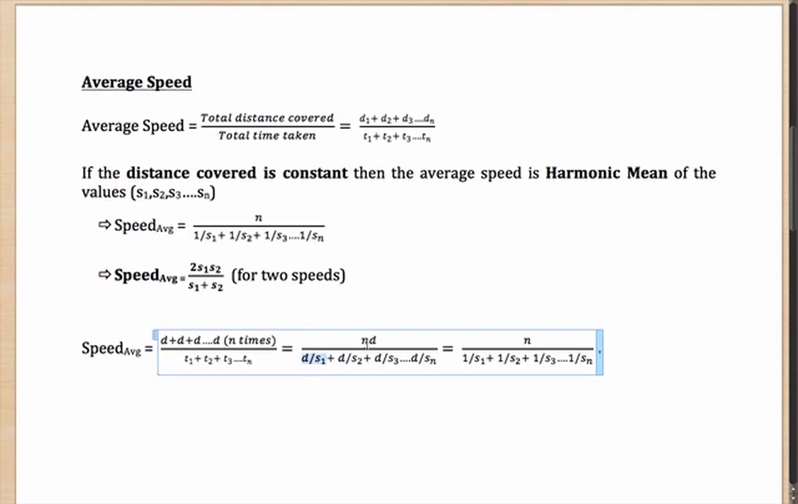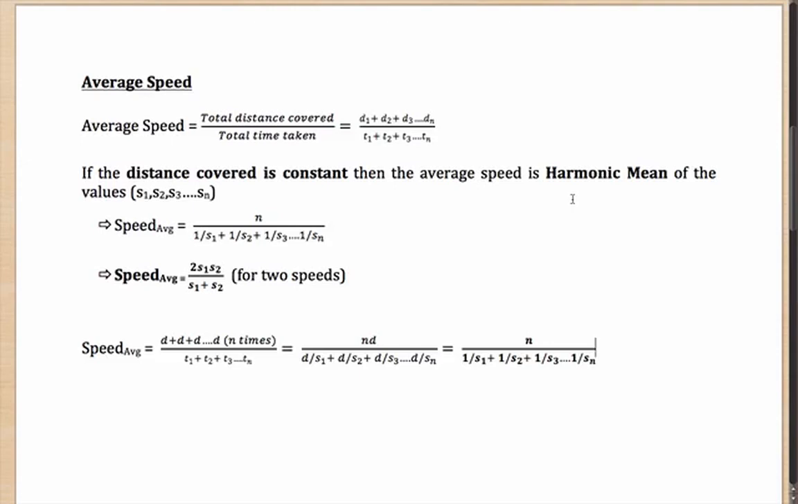Now, you can take d common from the numerator and the denominator and cancel out. And what will you be left with? Well, you'll be left with nothing else but the harmonic mean of the values which were given to you. And that is the reason that if the distance covered in each part is constant, then the average speed is the harmonic mean of the values.